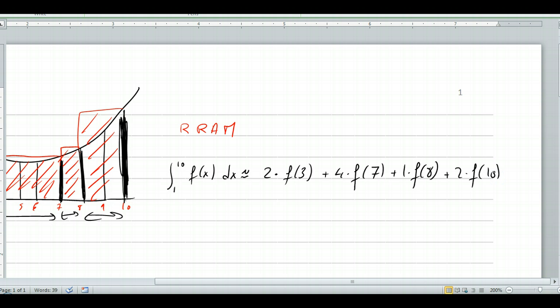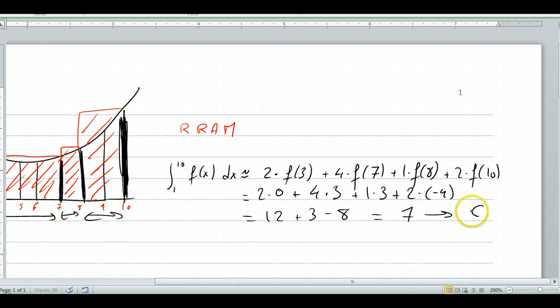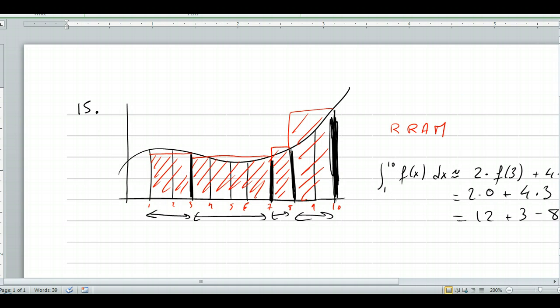So quickly, let's see what we have. We have 2 times f of 3, 2 times 0, that's easy. Plus 4 times f of 7, which is 3. Plus 1 times f of 8, which is 3. Plus 2 times f of 10, which is negative 4. So I have 12 plus 3 minus 8. 12 minus 8 is 4, plus 3 is 7. And 7 is which answer? 7 is C. Okay? Next, 16.